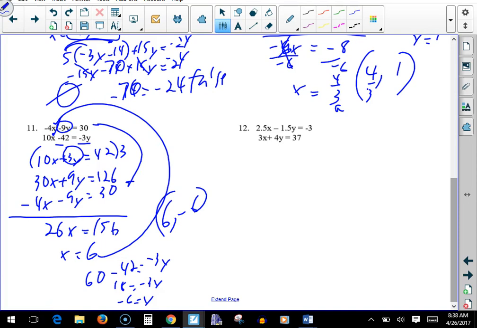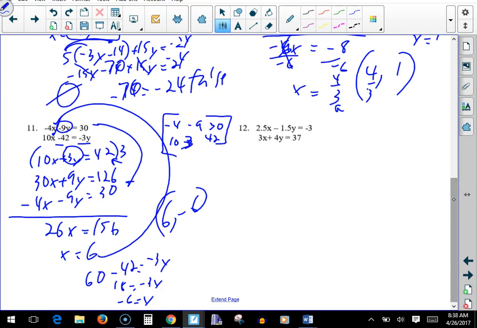And once again, good practice. You could put this in a 2 by 3, and you have negative 4, negative 9, 30. And make sure you're looking at the right one here. 10, 3, and 42. So anytime you get a chance, practice these on the calculator.